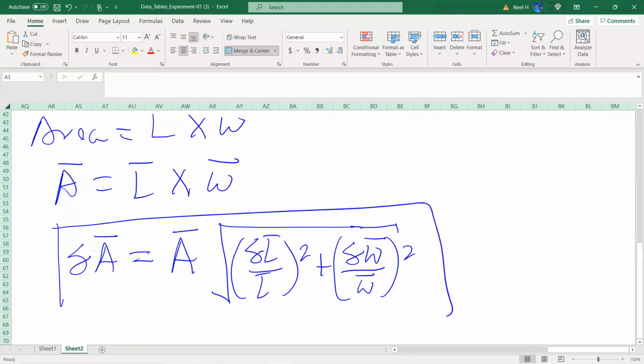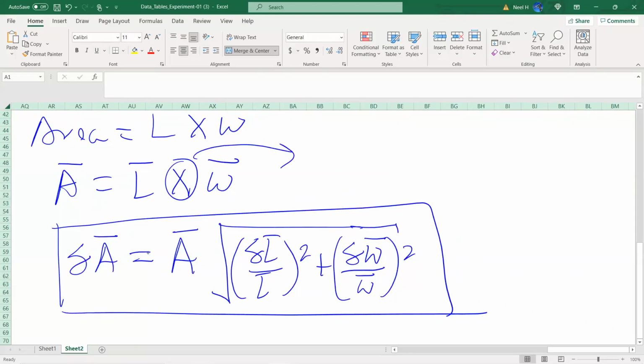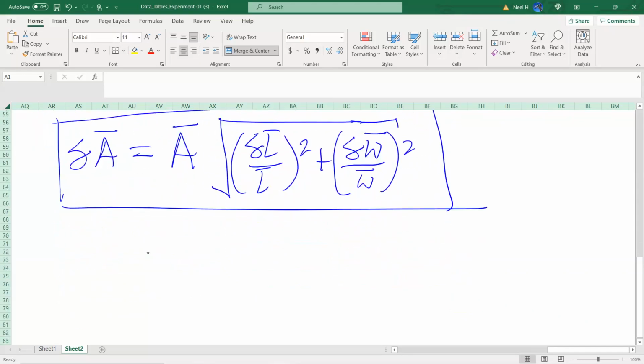So now if you look at it, what that is actually showing us again is that this equation is common even if I have division here. Which means, let's say I have Z bar equal to L bar over W bar. This equation is exactly the same. It's not going to change at all.